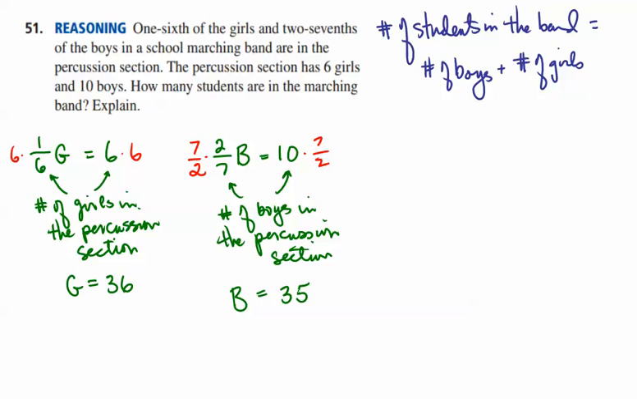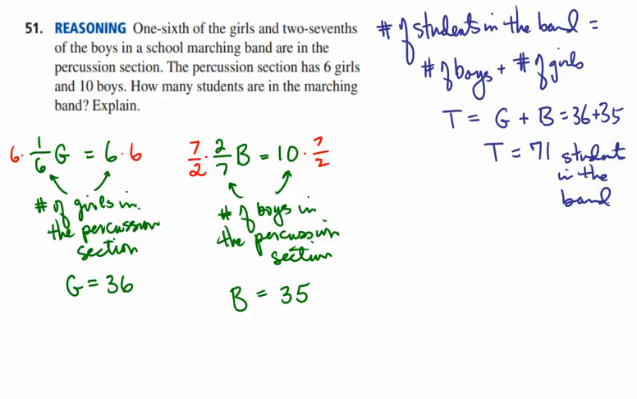So we can say that the total is equal to the girls plus the boys, which is 36 plus 35, or T is equal to 71 students in the band.